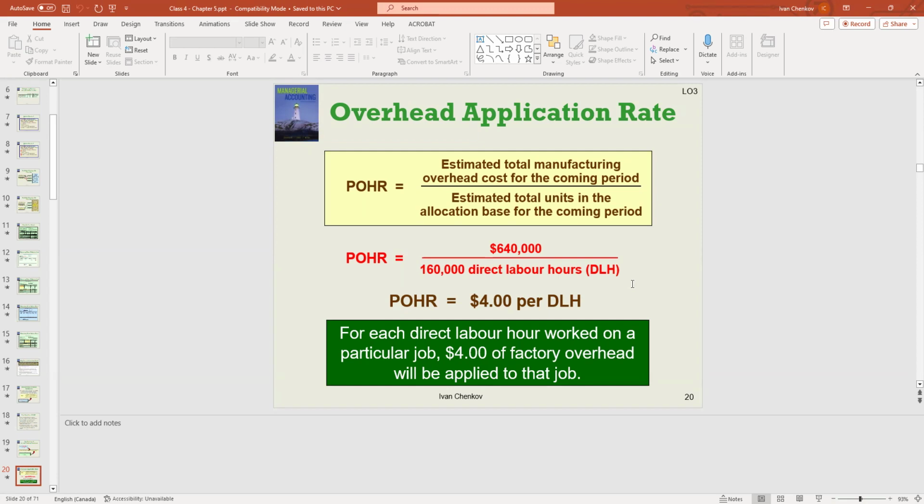So now they have a $4 predetermined manufacturing overhead rate, which they're going to apply every time a single worker works on the job. So for every direct labor hour, this company is going to apply $4 of manufacturing overhead.